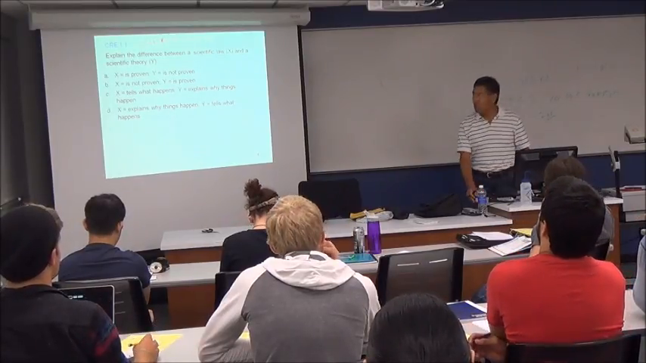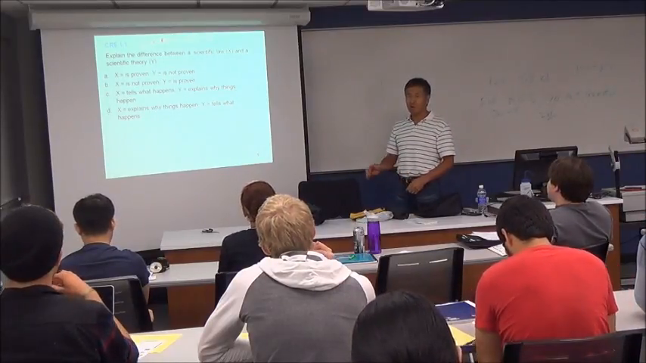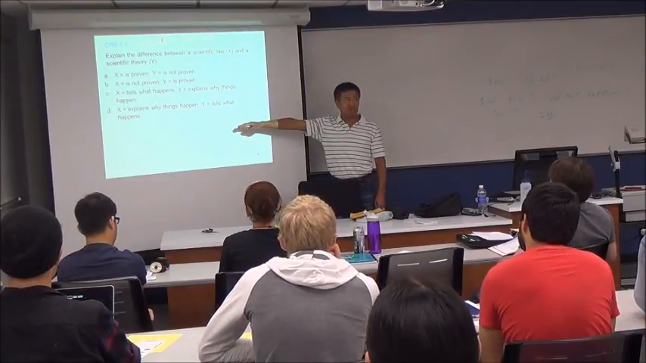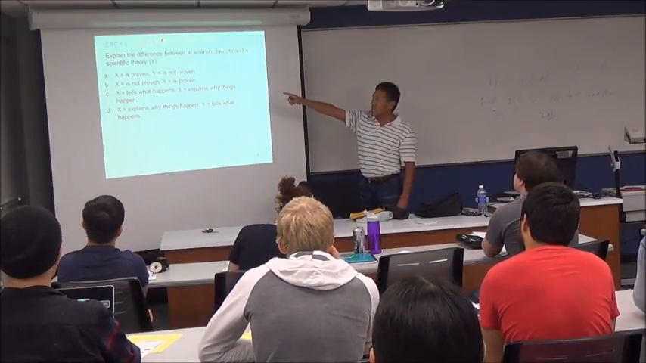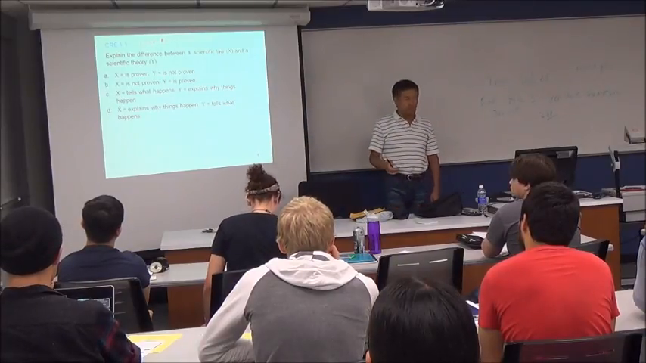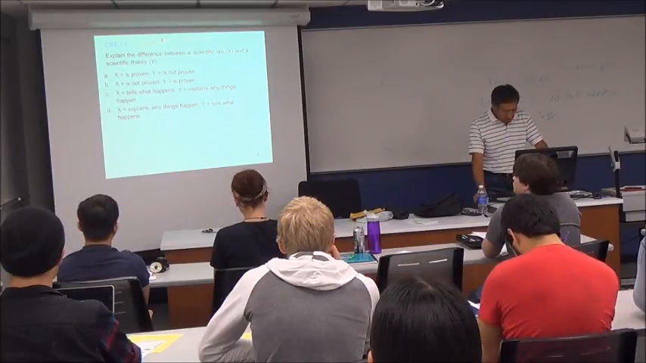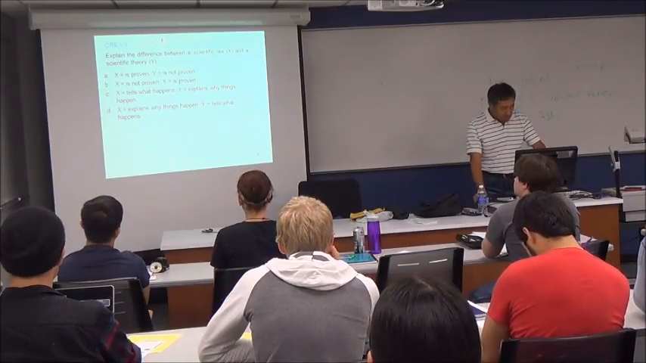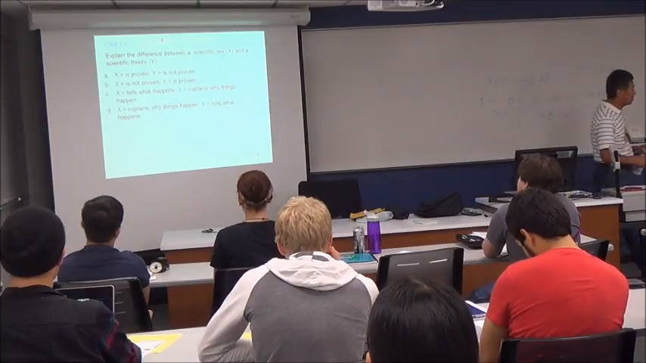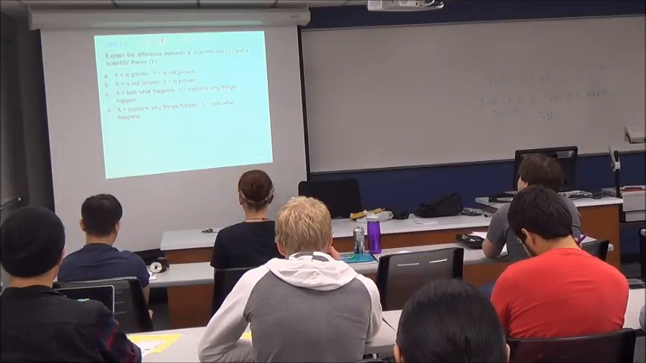Okay, so the first CRE is: explain the difference between scientific law, which in the answers we call X, and scientific theory, which we call Y. Right? So there are a few key words you saw on the last slide. What do you think? What's the answer?